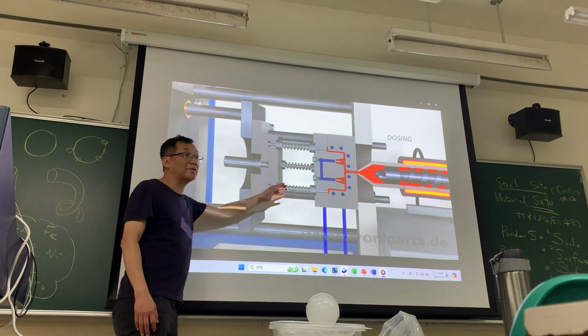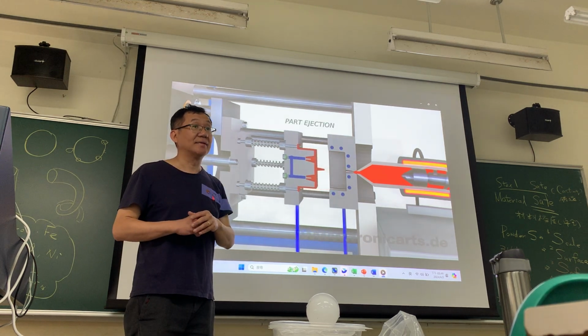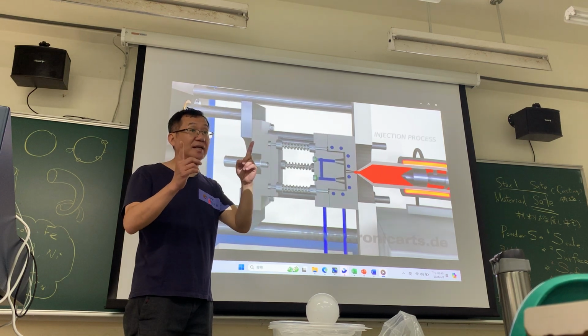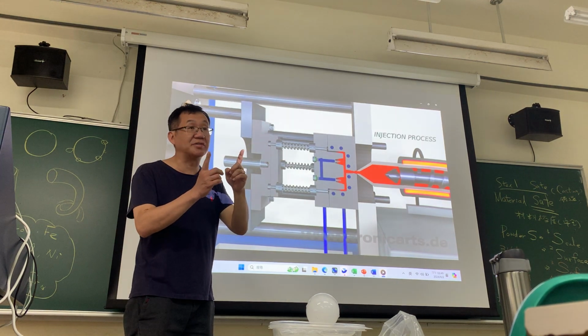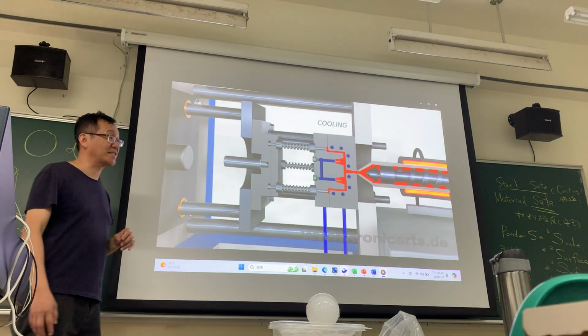Okay, if this one is a green part, it's bigger than the silver part, because before sintering the size is big. After sintering, it will change. So this rate, we call it the oversize rate.